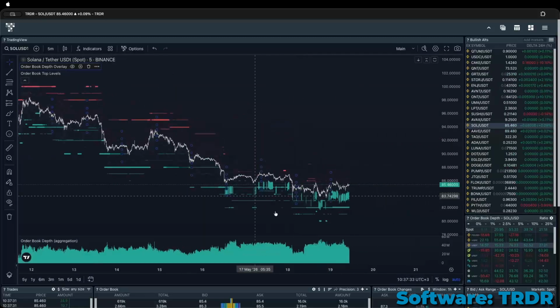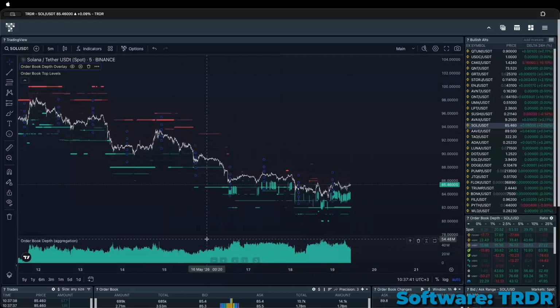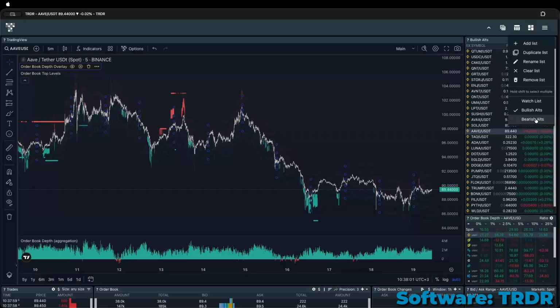Solana, for example, right now seems to be a quite good long because you can see some heavy pressure coming from the bids. There's a lot of resting limit buys at this level. And you also get your top levels that you can use as protection for your orders. Let's also check the bear results.